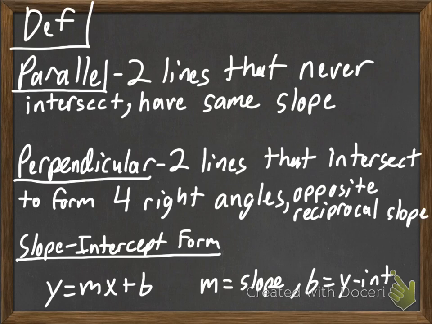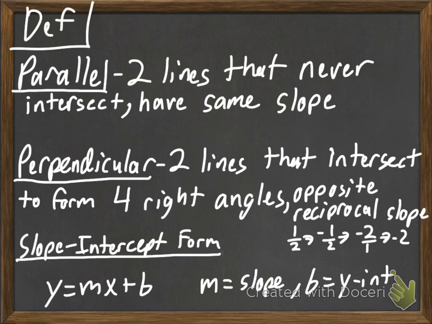For perpendicular, this is two lines that intersect to form four right angles, and their slopes are opposite reciprocal. So opposite reciprocal. Here's what that means. If I have 1 divided by 2, the opposite of this is negative 1 divided by 2, and then the reciprocal means you basically flip the fraction. So this becomes negative 2 over 1. Well, negative 2 over 1 is just negative 2. So that's what opposite reciprocal means. You change the sign and you flip the fraction.